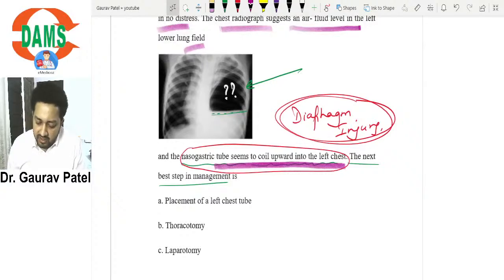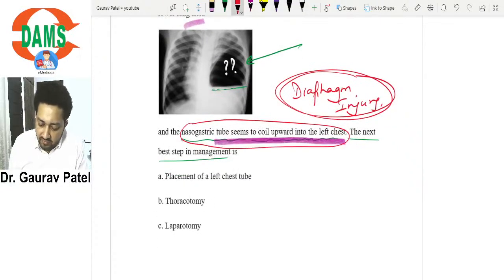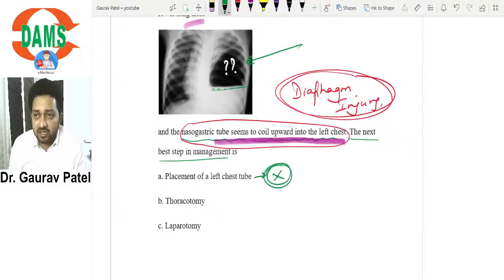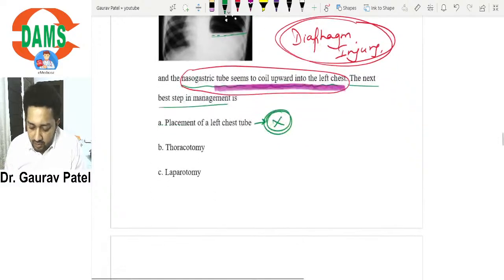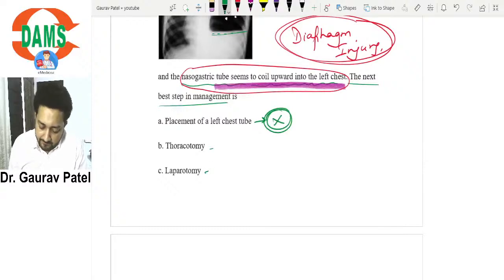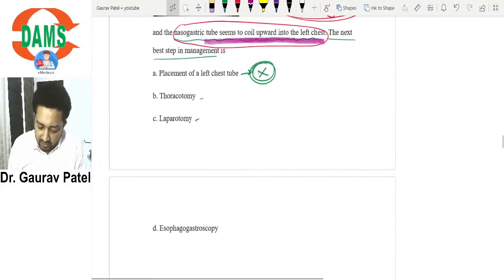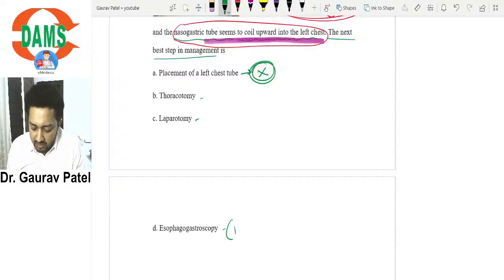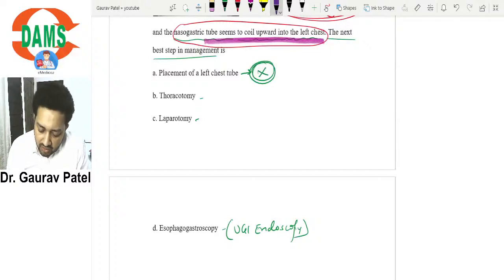So what will you do? What is the best step in the management? Placement of a left chest tube is something which you should not do. Okay, this was again an INICET question. Thoracotomy, laparotomy, and esophagogastroscopy. Esophagogastroscopy is basically upper GI endoscopy. There is no role of endoscopy as such in diaphragm injury. This is something you should not do.